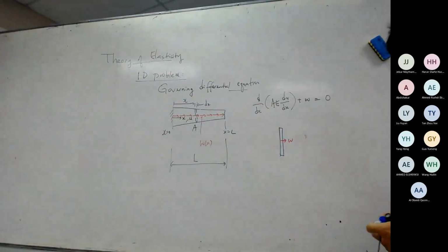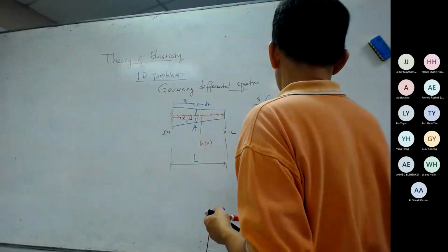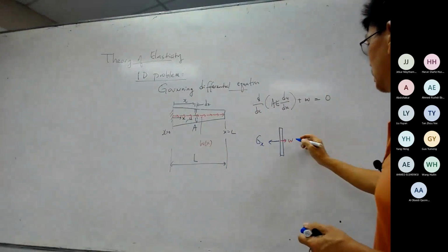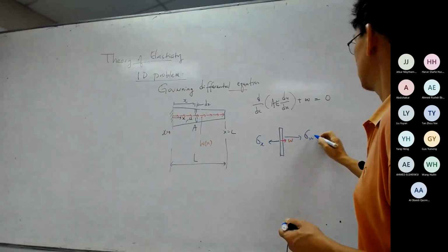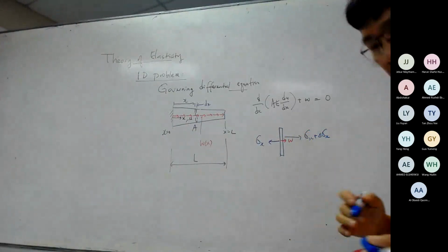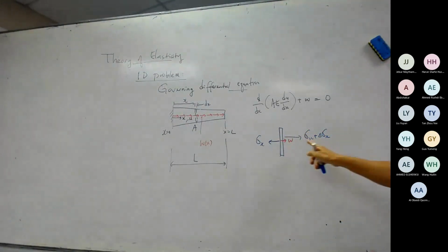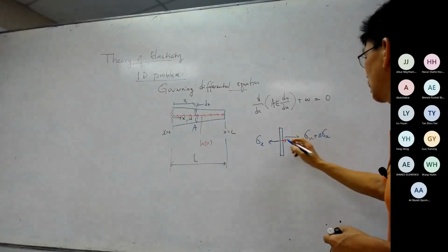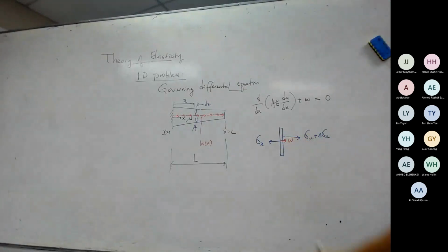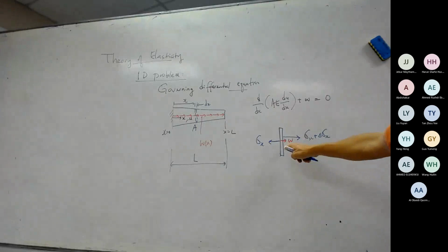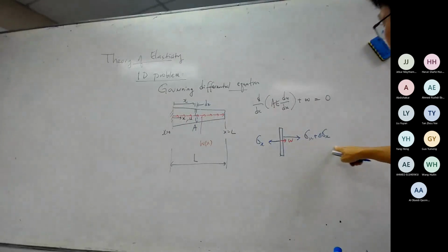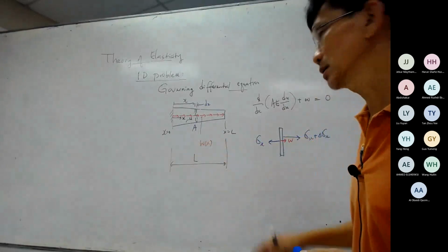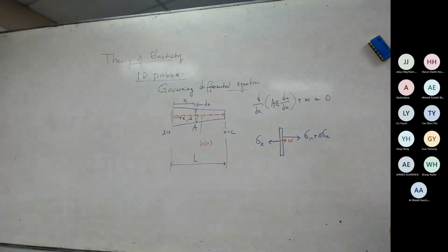And other than that, you have the stress sigma x. And when you come to this side also, we have sigma x plus delta sigma x. So here, take note that our assumption is that the stresses are in tension. This is the positive x surface, so it follows the positive x direction. This is the negative x surface, so the positive direction follows the negative x axis direction. So these are the stresses.